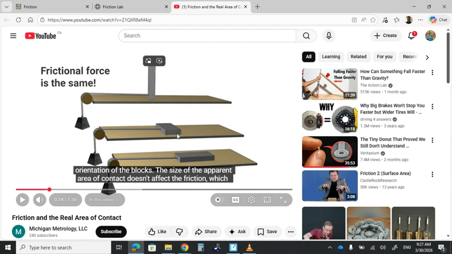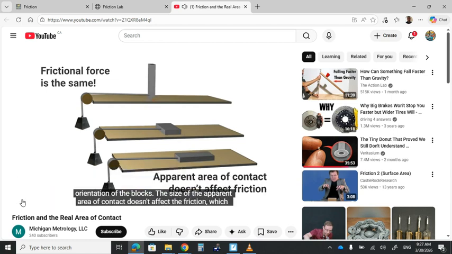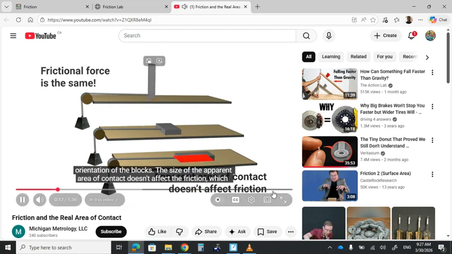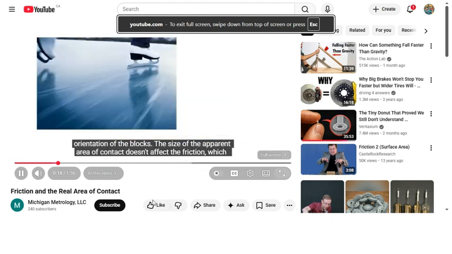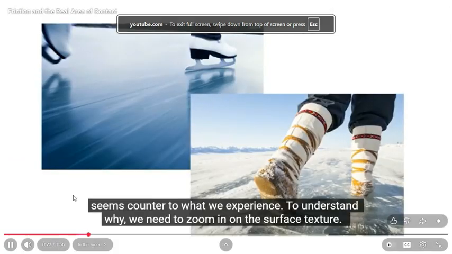I'm surprised they don't have it on this end for this one, because that's technically the same surface area. So they could have it on the largest surface area, and this could be a medium surface area, and this could be a smaller surface. Long story short, though, doesn't matter, right? How can that be? The size of the apparent area of contact doesn't affect the friction, which seems counter to what we experience. To understand, right?